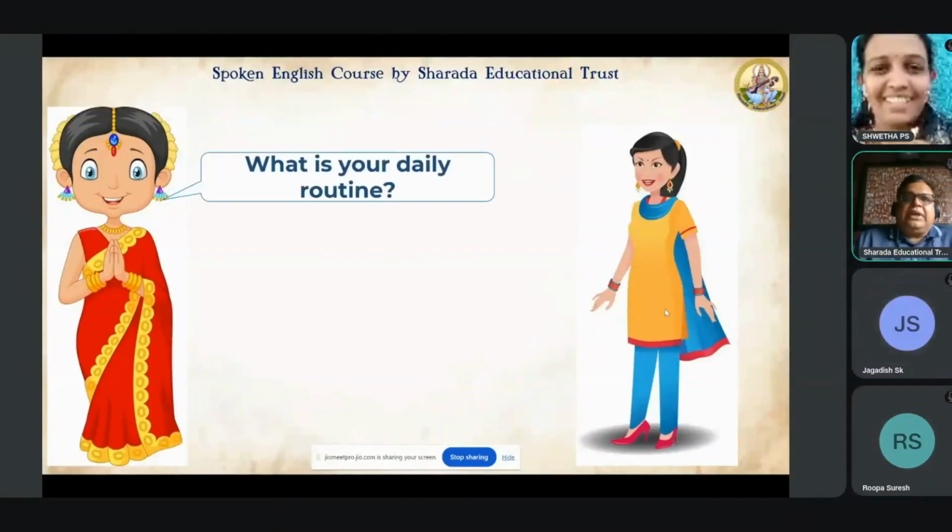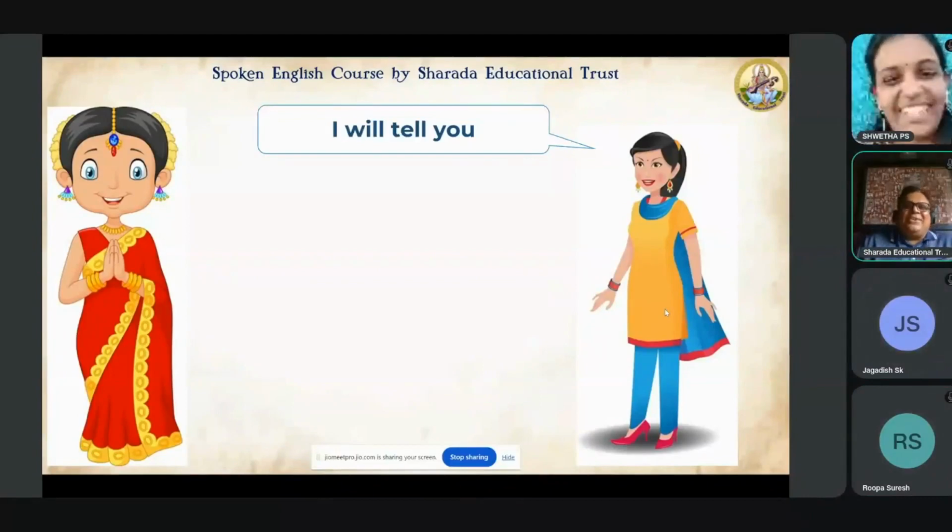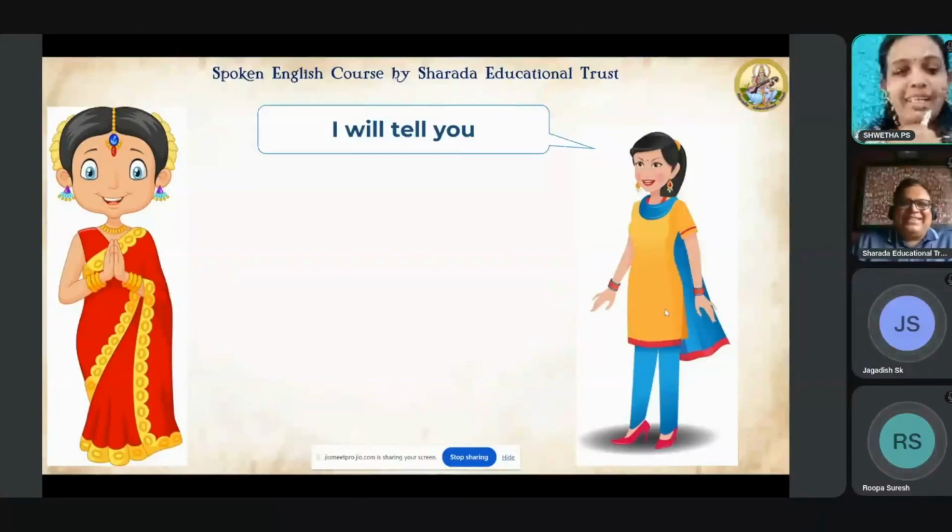Thank you. Now, what is your daily routine, Shweta? I get up early in the morning and add my coffee. After that, I just prepare tiffin, and then I just clean my house, and then I just read a book, and then I just had my tiffin. After that, I just prepare for lunch, and after that, I just stay at home watching TV.